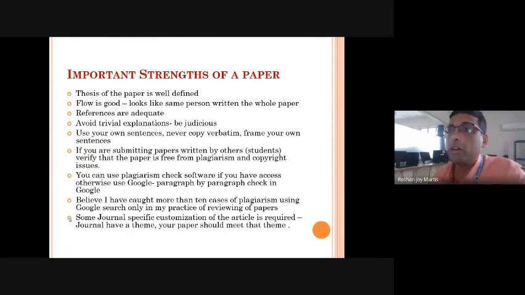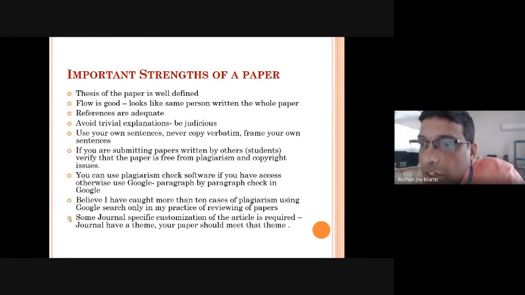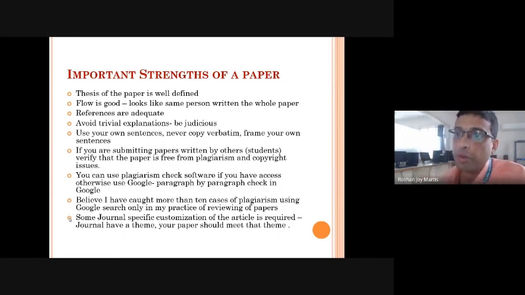You can use plagiarism check software if you have access. If you don't have access to plagiarism software, you can use Google itself. Paragraph by paragraph, you can check. It is not difficult. You can check plagiarism on your own using Google also. If you have access to Turnitin or Authenticate, you can use them. If you don't, you can use Google or Google Scholar. Paragraph by paragraph you put in Google, and you will find from which source it has come.